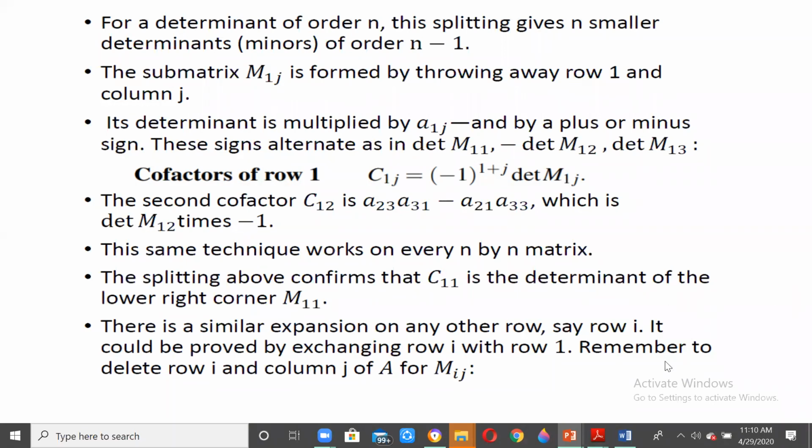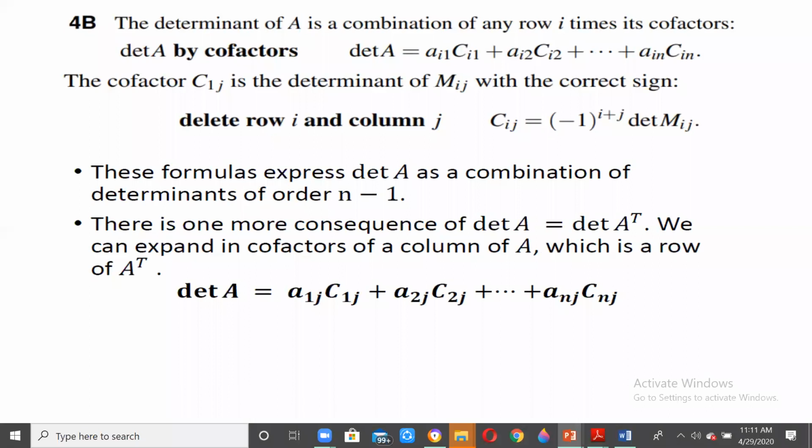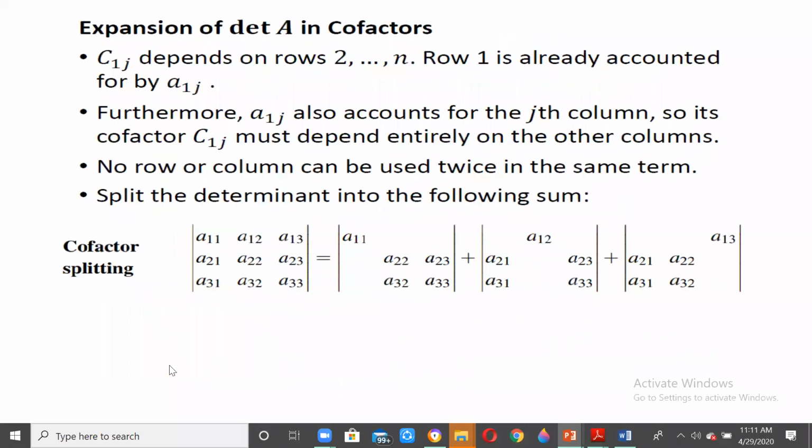So we always see that we delete the row I and column J to get the value of Mij. To get the submatrix, we delete the row I and column J. That means in the earlier case, if you just see over here, this is the submatrix, and this is got by deleting this column and this row. If you delete, we will get this term, and that is what is written over here. Similarly, this is to be multiplied by this over here.